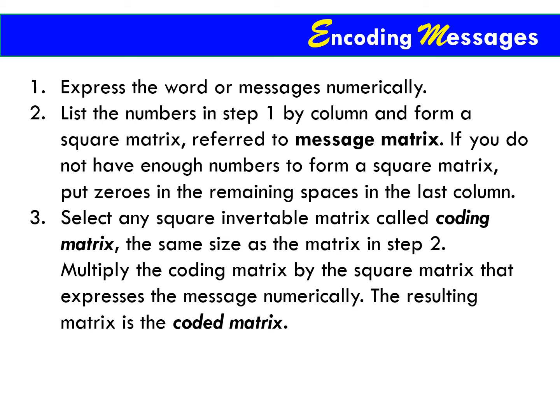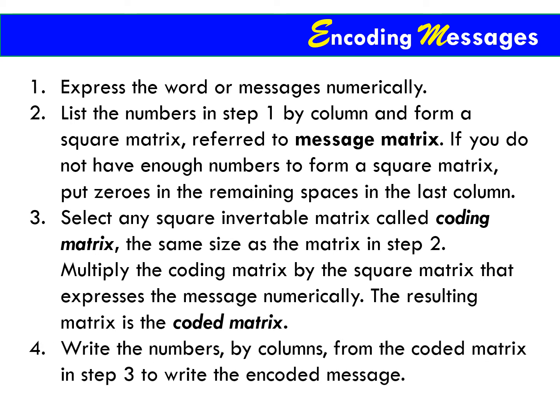Multiply the coding matrix by the square matrix that expresses the message numerically. The resulting matrix is called the coded matrix. Fourth, and lastly, write the numbers by column from the coded matrix in step 3 to write the encoded message.